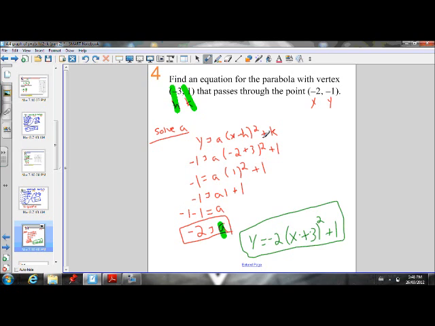Now let's go on and try an application question using what we know about parabolas in vertex form.